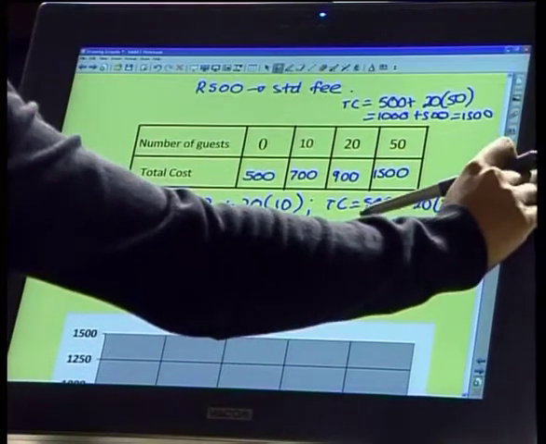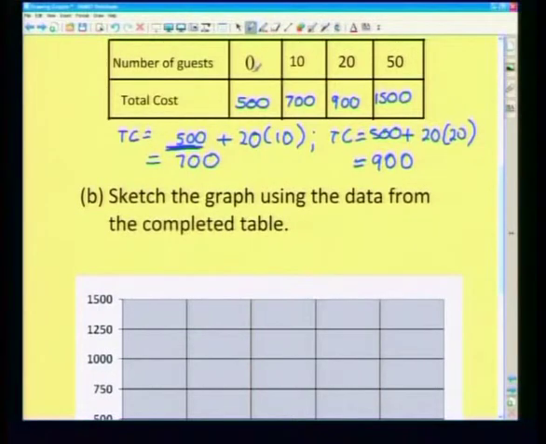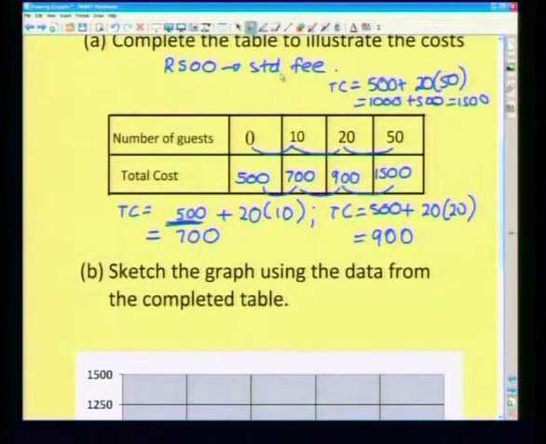Now what you will see is that as the number of guests increase from 0 to 10, 10 to 20, 20 to 50, her total cost obviously increased as well. So therefore the cost was dependent on the number of guests. So before we go any further, we can straight away say, well, the number of guests must be independent because you can't tell how many guests are coming.